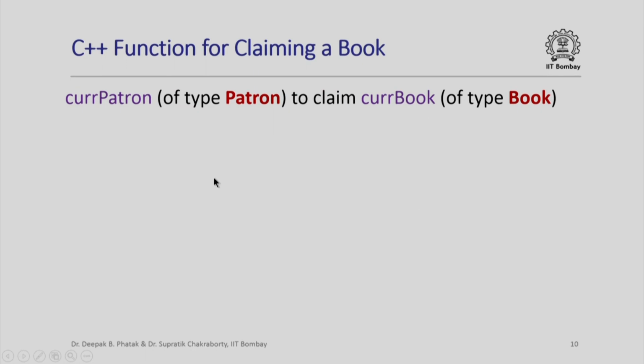Now in the earlier lecture we had seen how to implement the checkout functionality. Let us now see how we can implement the claim functionality. So what is the claim functionality? Let us say a patron, denoted by current patron, of type patron wants to claim a book denoted by current book of type book.